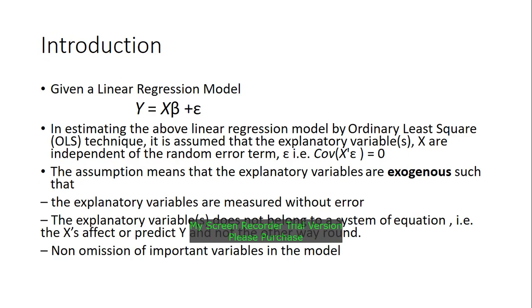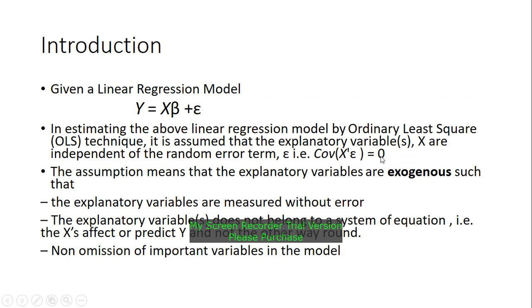Let's try and introduce the cause. Okay, so we all can recall this linear regression, and we know that this is in the multiple case. So given this multiple linear regression, in estimating it using ordinary least squares, per the assumptions of ordinary least squares, let's look at point two. Point two says that in estimating the above linear regression model by ordinary least squares or the OLS technique, it is assumed that explanatory variables x are independent of the error term. That is, the covariance between the explanatory variable and the error term is equal to zero.